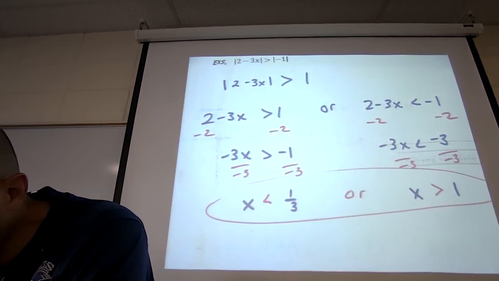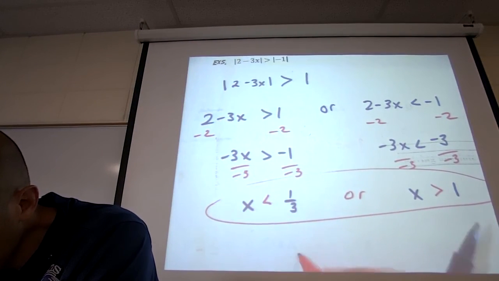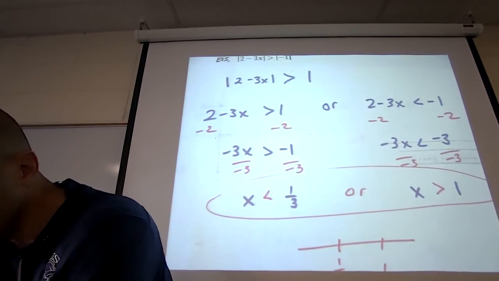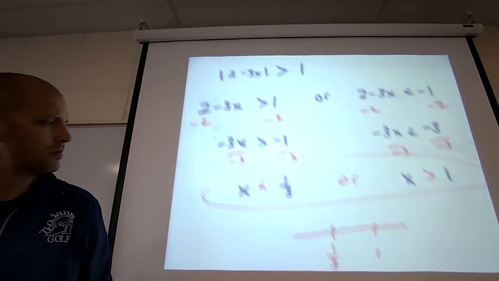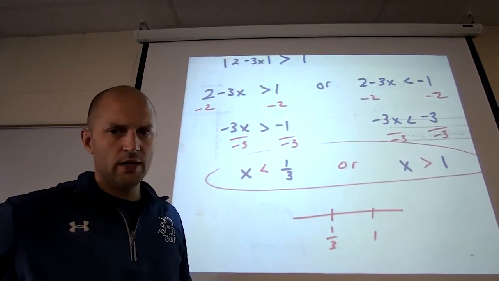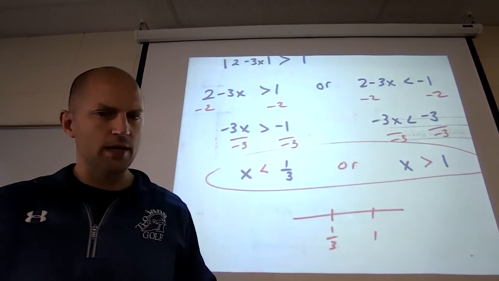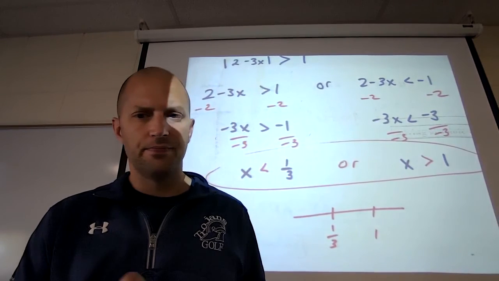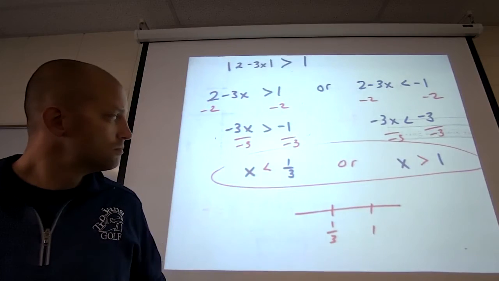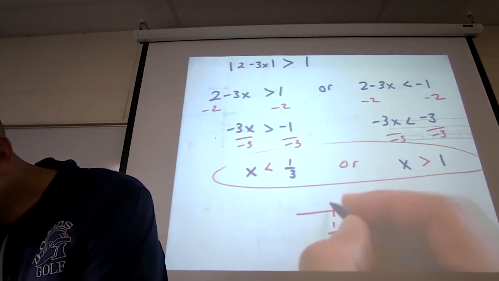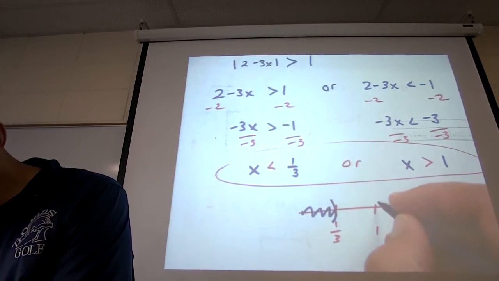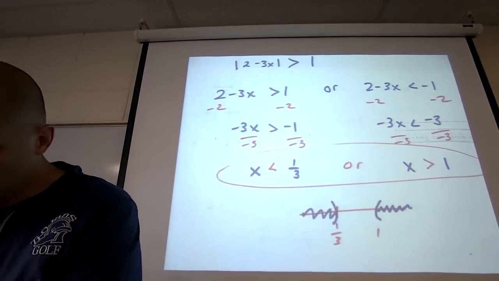Okay, so I have that. And then I can put that on a number line. Here's 1/3, here's 1. All right, let's finish up right here. I got x is less than 1/3. Parenthesis or bracket left or right, which way am I going? Shout it out. Yeah, parenthesis to the left. And I got x is greater than 1. That is a parenthesis to the right.